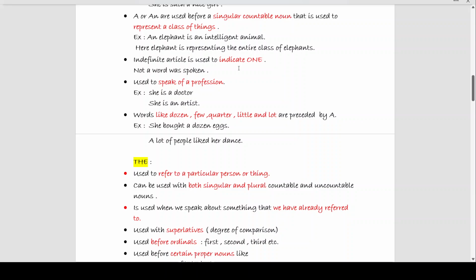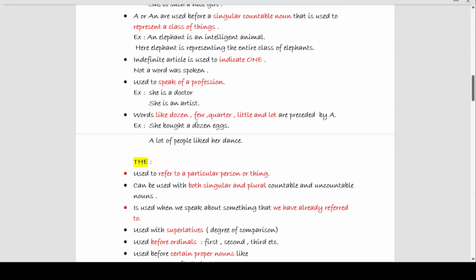The indefinite article is used to indicate "one" also, one single. For example, "Not a word was spoken." So, "not a single word was spoken." Therefore, we use the article "a". It is also used to speak of a profession, like "She is a doctor, she is an artist." Why "an artist"? Because it is starting with the vowel A. Why "a doctor"? Because it is starting with the consonant D.